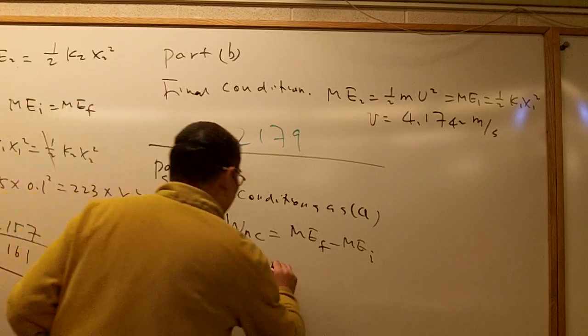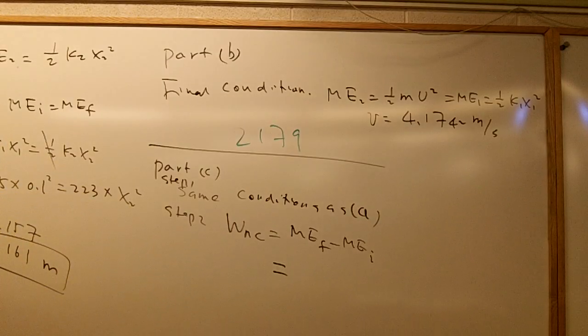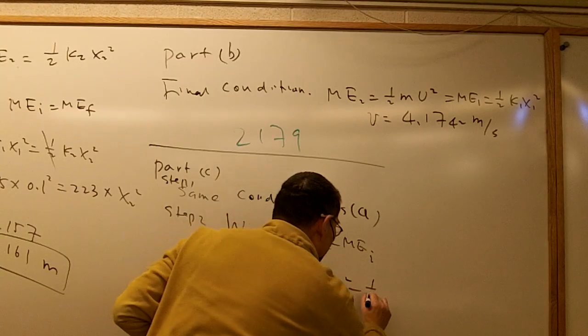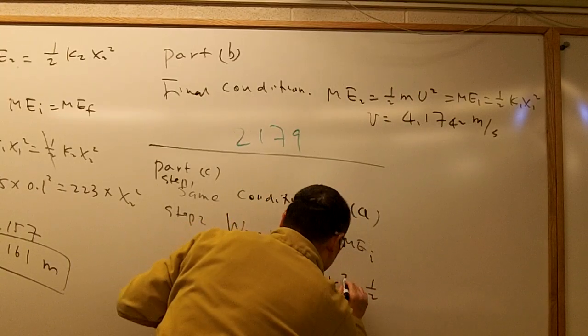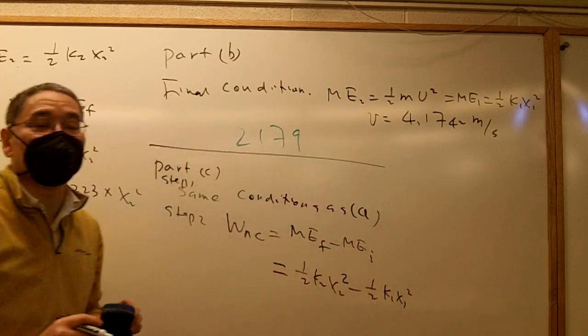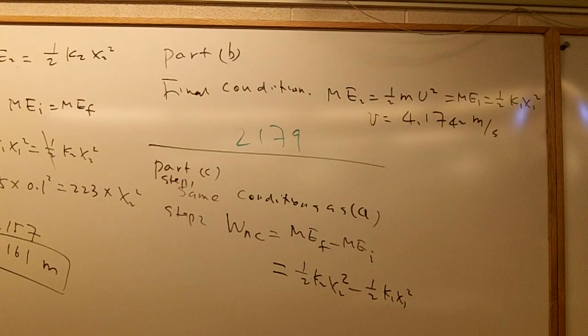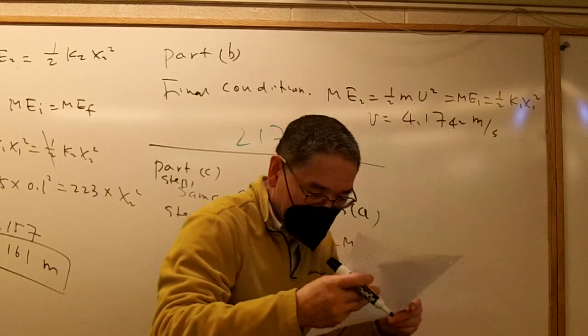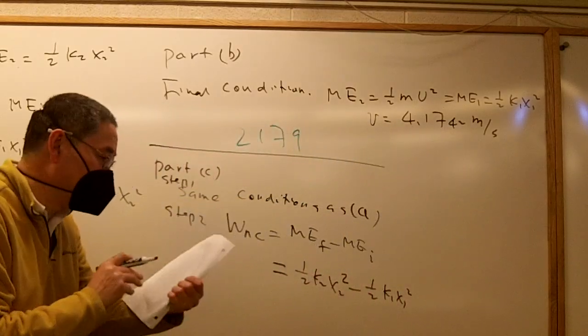Now we know the mechanical energy, the final, which is this expression here: 1/2 k2 x2 squared minus 1/2 k1 x1 squared. This is the equation which we will have essentially. And let me see whether this is the correct one.